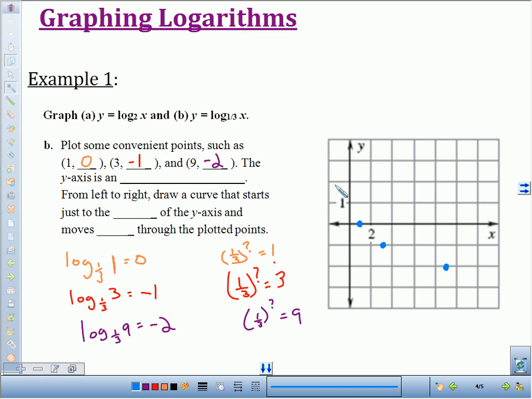Now, starting from left to right, before we get there, the y-axis, you should know this, is an asymptote. It's that line that this can't cross. Now, from left to right, we want to draw a curve that starts just to the right of the y-axis and moves down through the plotted points. So we're starting just to the right of the y-axis.